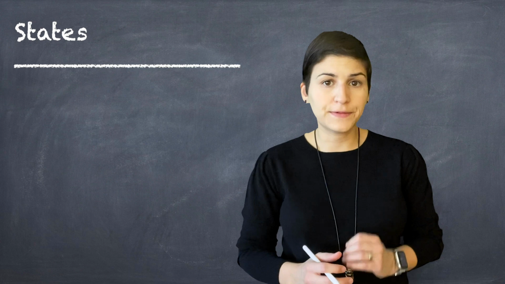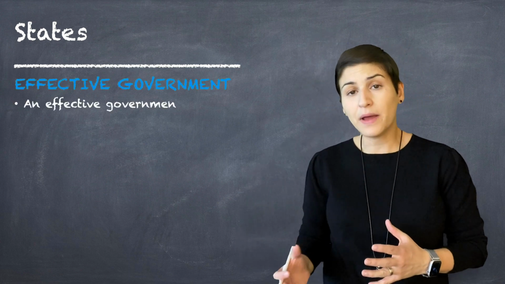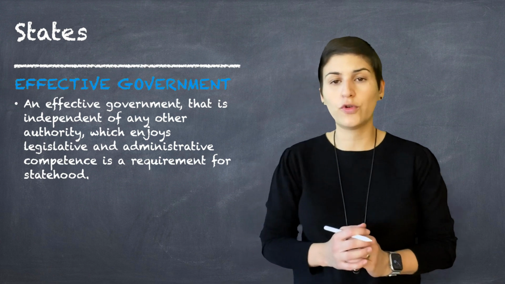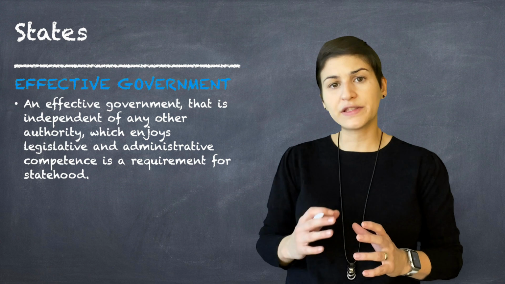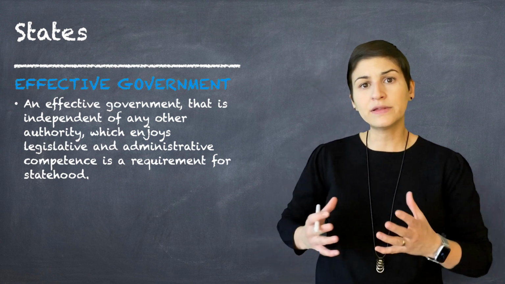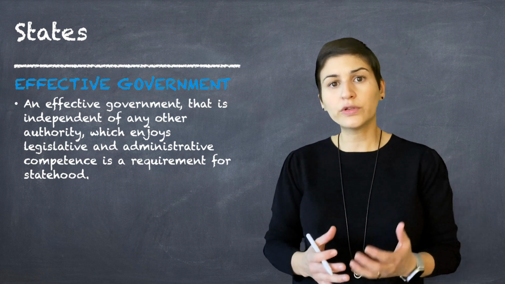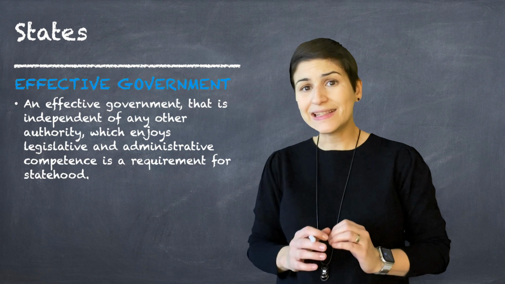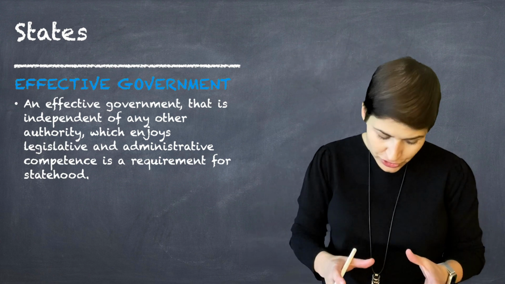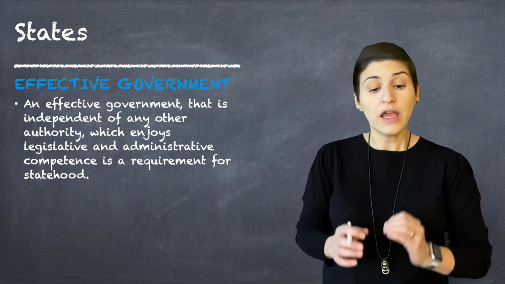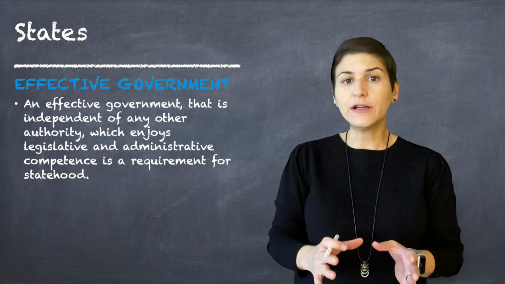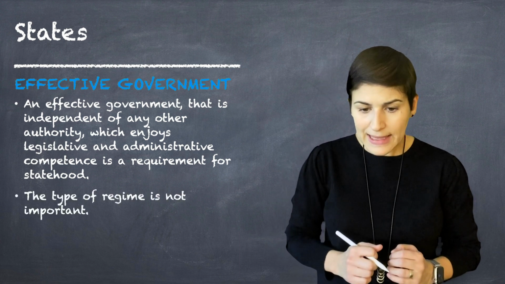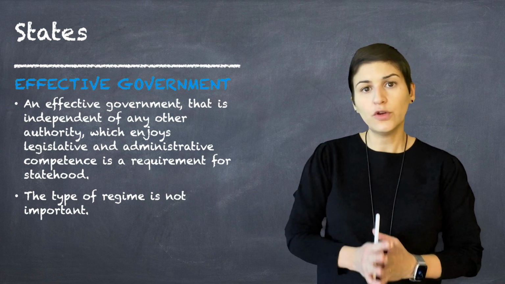Our third component is effective government. An effective government that is independent of any other authority, which enjoys legislative and administrative competence, is a requirement for statehood. So this component mainly comes as a result of the colonial times and the independence of the state and the government being able to conduct its internal and external relations is an important component in that regard. So the main idea is that a state can be accepted as such only when it is in a position to guarantee that law and order will be upheld regardless of the type of the regime. So an effective government does not pertain to a specific sort of regime, but it refers to a control over the territory, being able to have a position to guarantee law and order for its population.